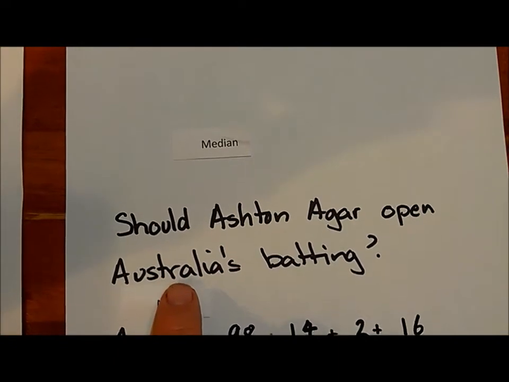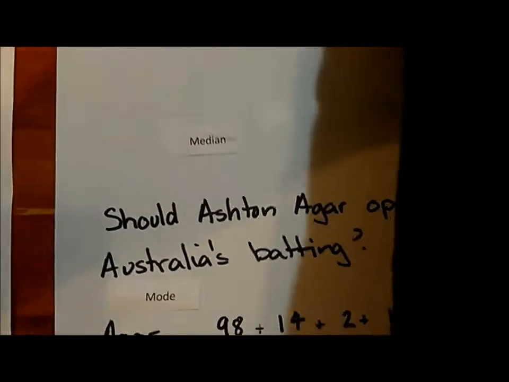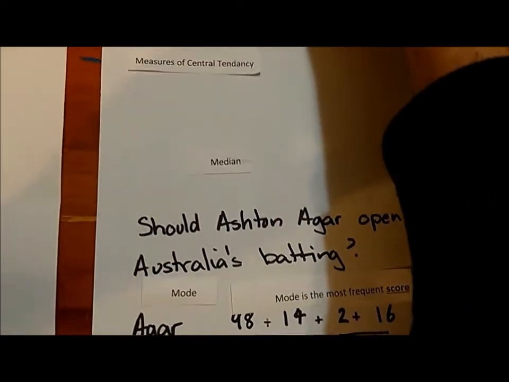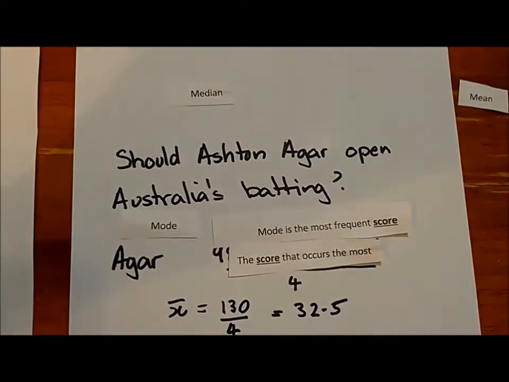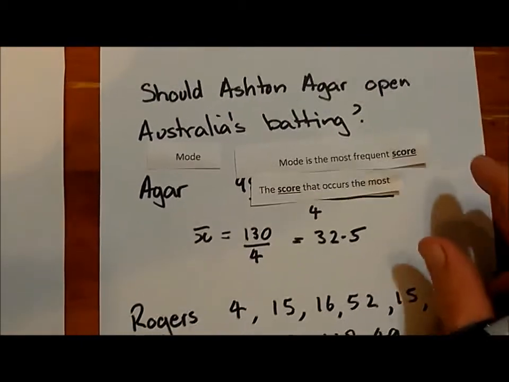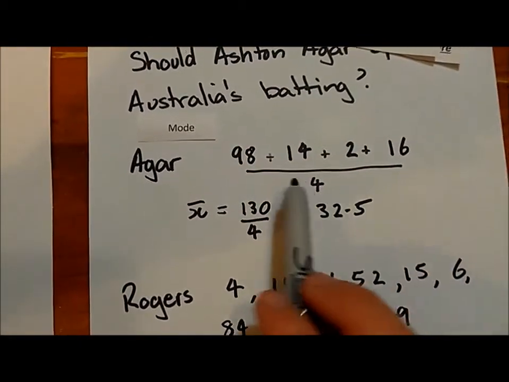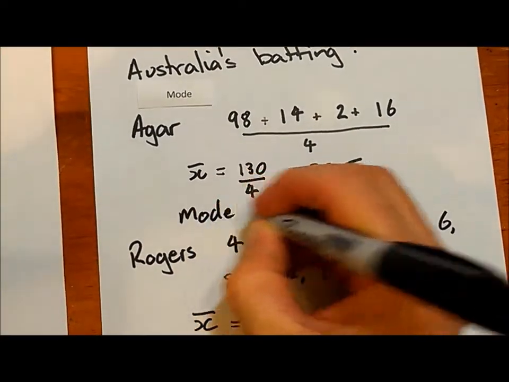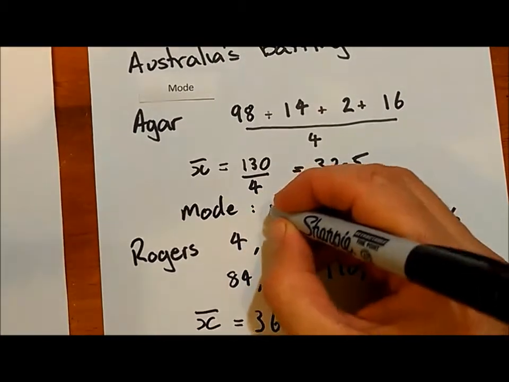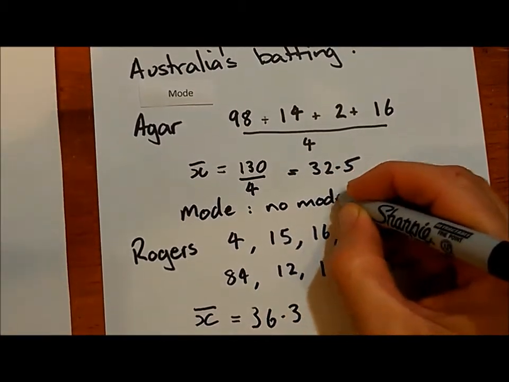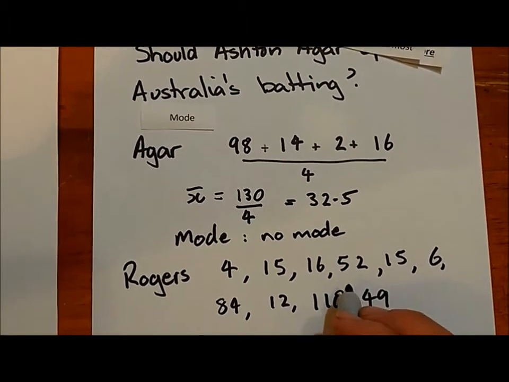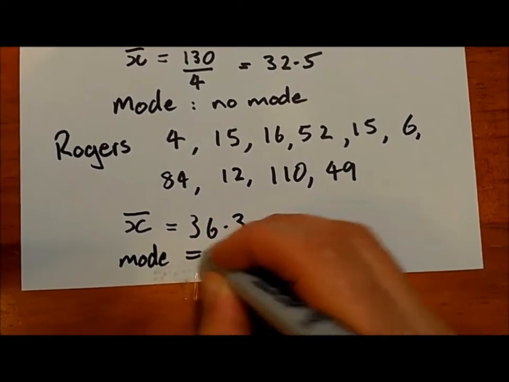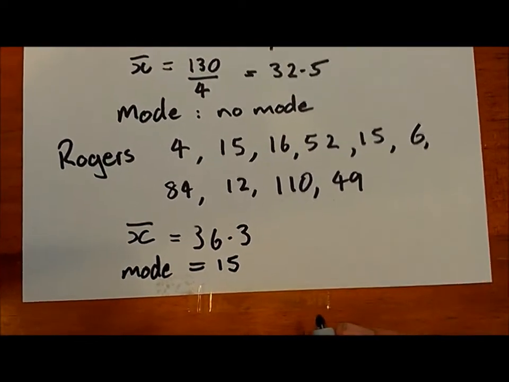So the mode. Now the mode is the score that is the most frequent score, that means a score that occurs the most. So if we have a look at Agar's scores here, we notice all the scores are individual. So when it comes to mode, we'll have to say that there is no mode, as no score occurs more frequently than the others. So we come down and look at Rogers' scores. We get the mode is equal to 15 for Chris Rogers.